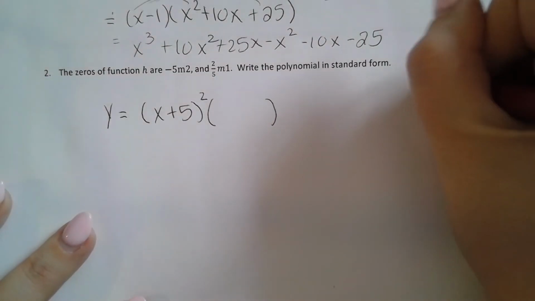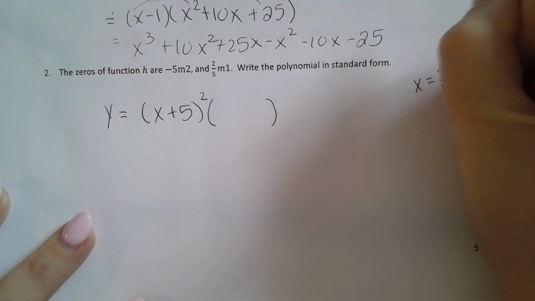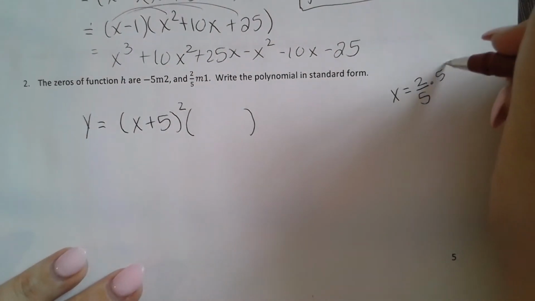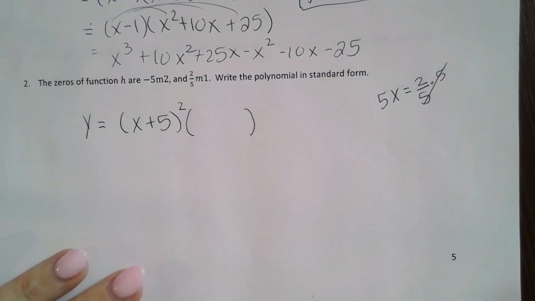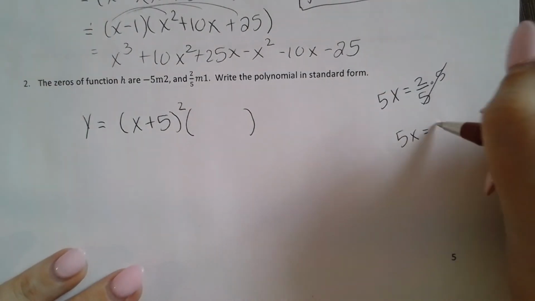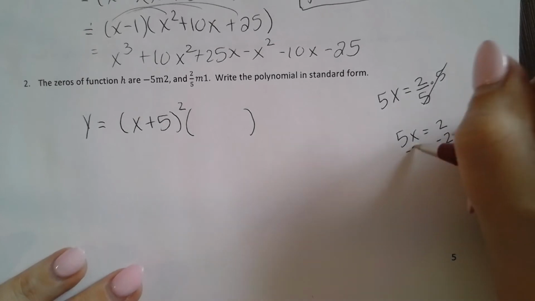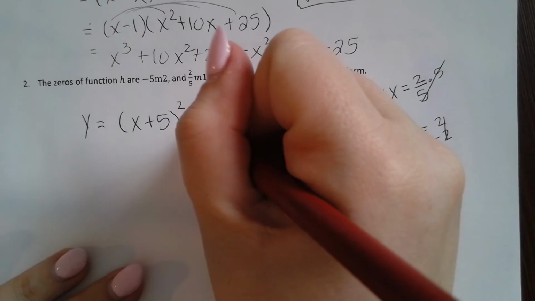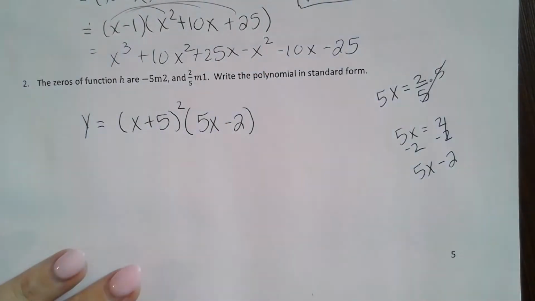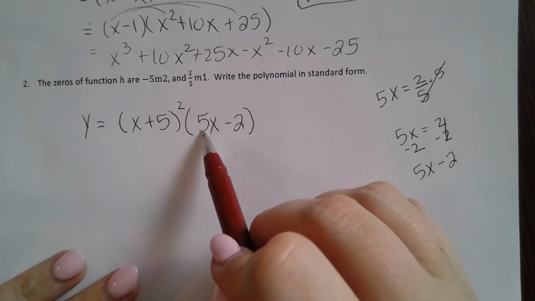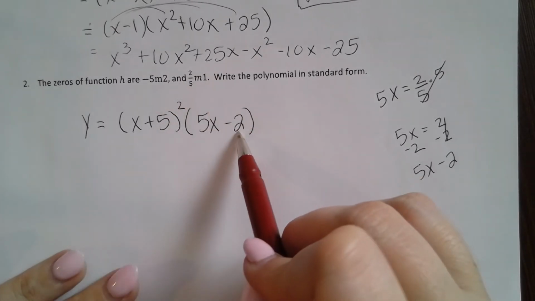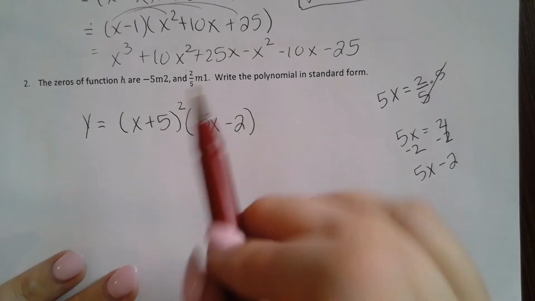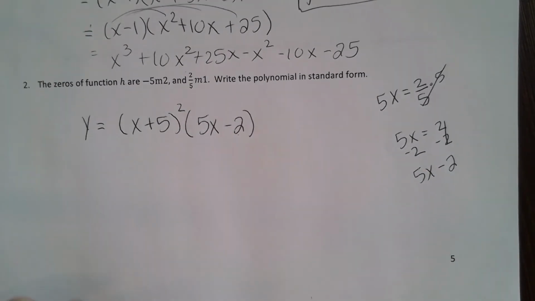So let's think about this. If I had a 0 of 2/5 and I wanted to undo this solving, I would first multiply by 5 on each side and I would get 5x. And then I would have to subtract the 2 over and I would get 5x minus 2. So that's our factor, 5x minus 2. Okay, so the 5 moves to the front, the 2 is in the back, and instead of a positive, it's a negative. The multiplicity is 1, so we have no exponent.